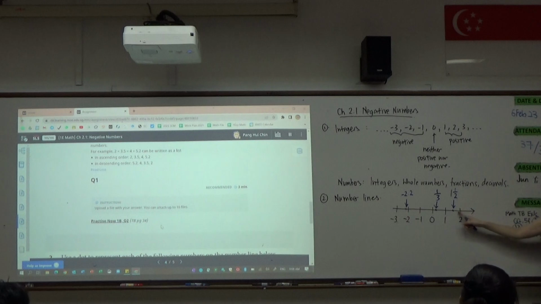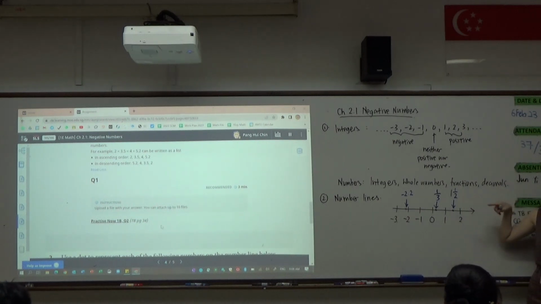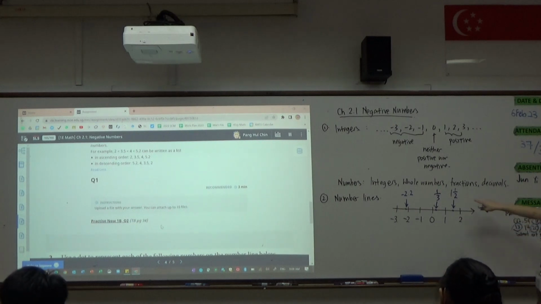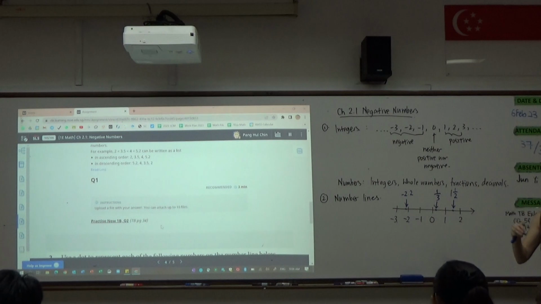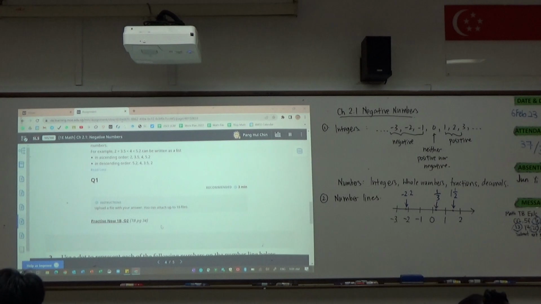Every time you dot, make sure you label the exact number itself, because I saw that in some of the work you labelled it something else. Use the number that you're supposed to use. Don't give it a different name. So that's regarding number lines.